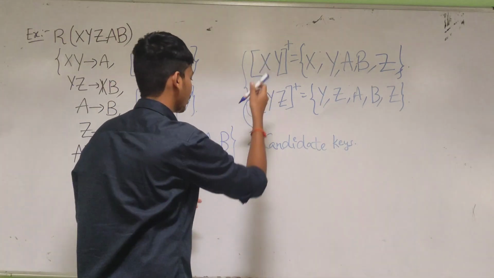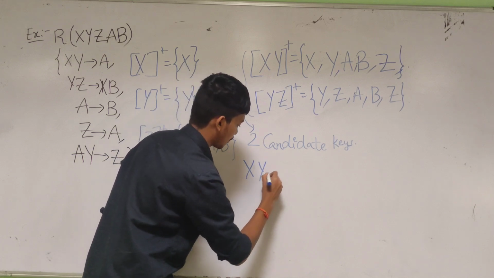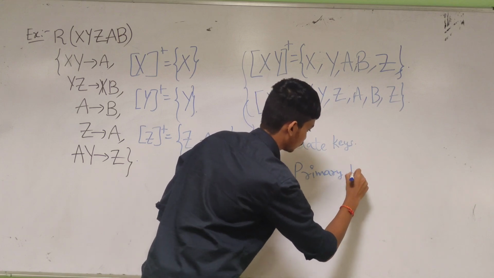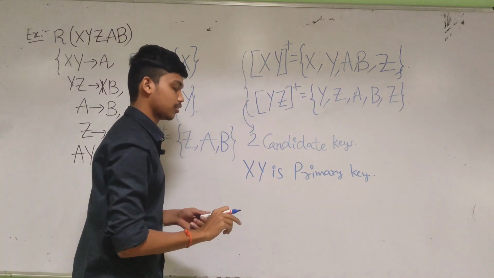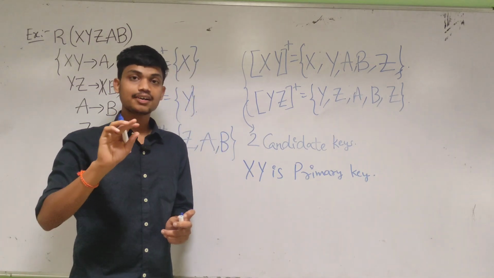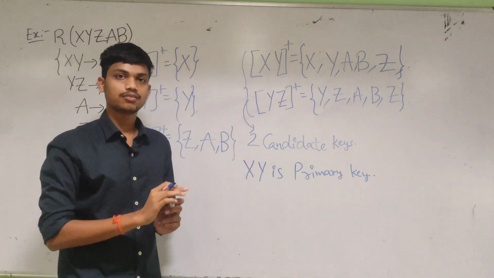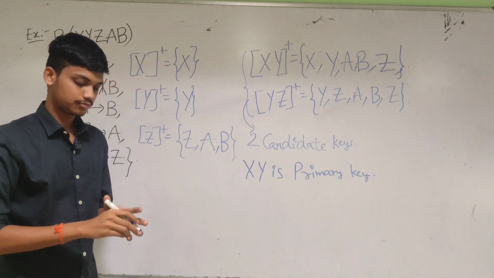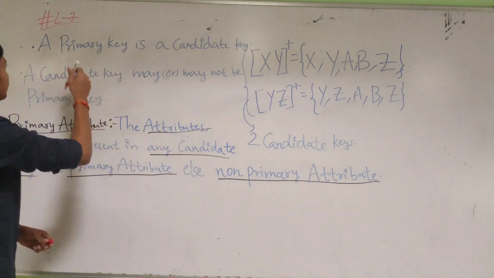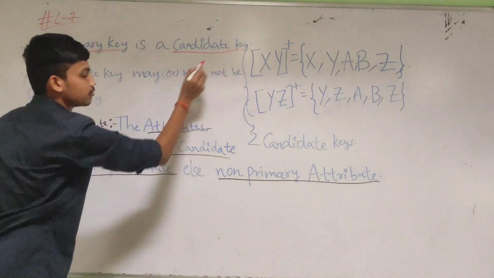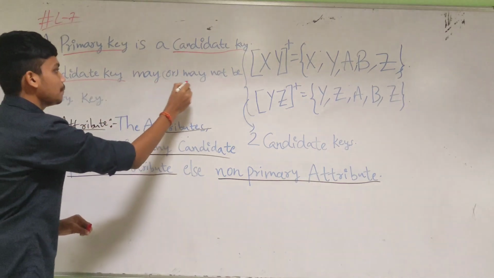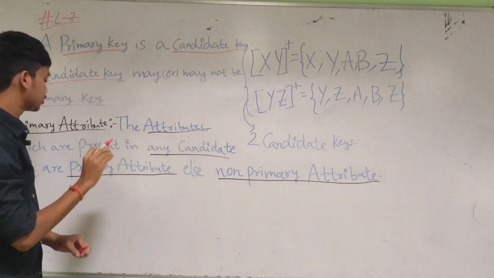I am selecting XY. XY is the primary key. So what can you say? A primary key is definitely a candidate key, but a candidate key may or may not be a primary key. From this you can conclude like this. Now note it down. Take a look at this point. A primary key is a candidate key. Always the primary key is selected from the set of candidate keys, but a candidate key may or may not be the primary key. You remember this point. This is very important.